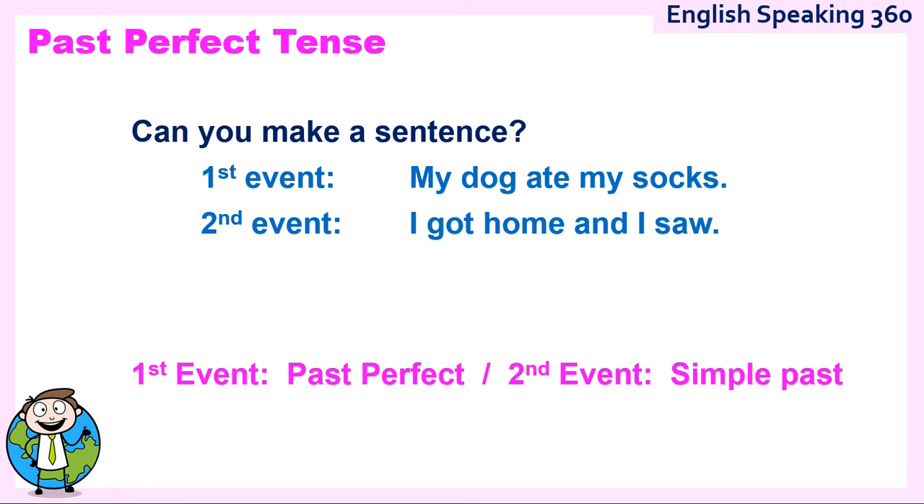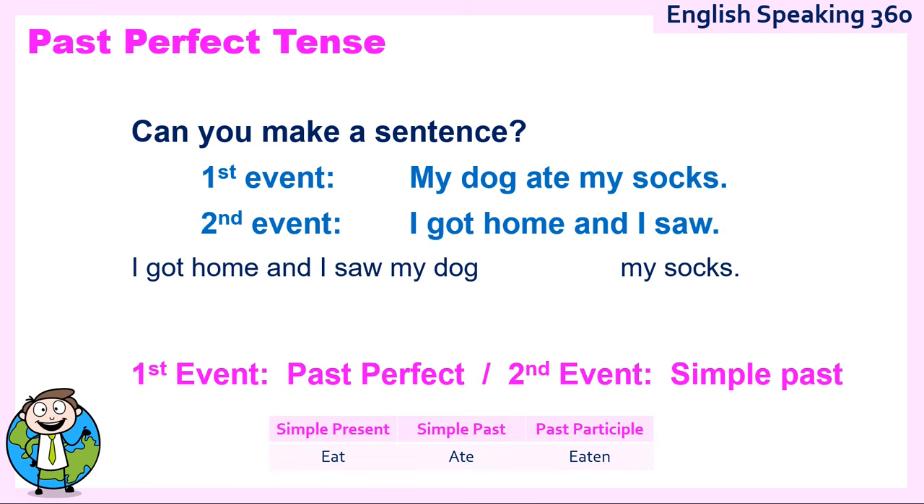First event, my dog ate my socks. Oh no! Second event, I got home and I saw. It should look something like this. I got home and I saw my dog my socks. My dog had eaten my socks because that happened before. It is the oldest event. The dog ate the socks, and later I got home and I saw.